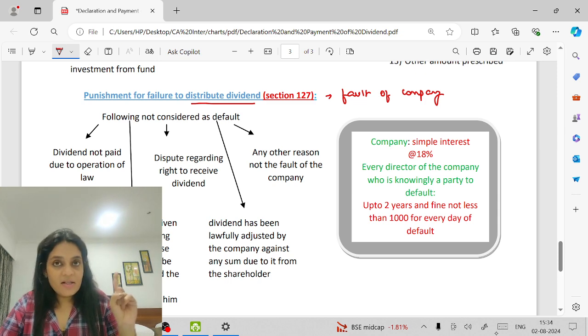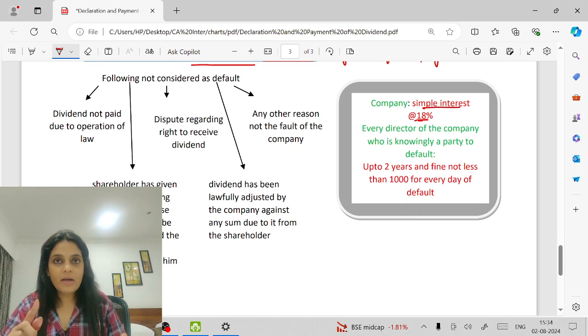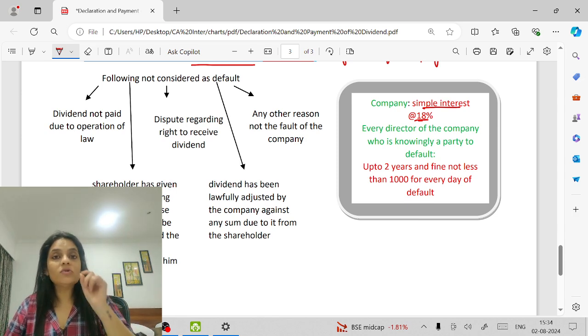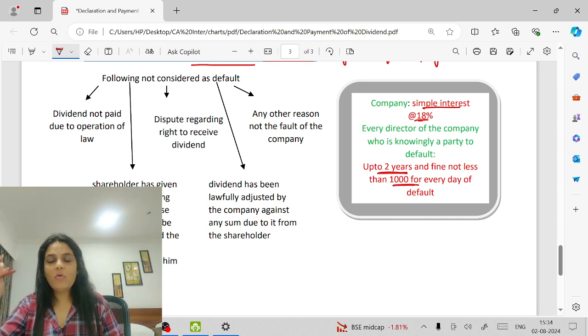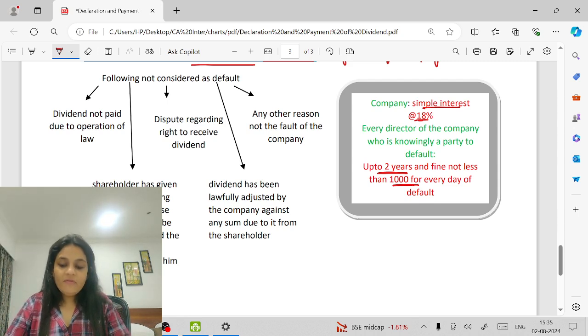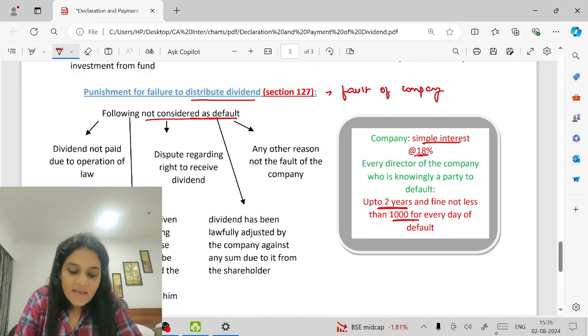If the company fails to pay, the company has to pay simple interest at the rate of 18%, and every director of the company who knowingly has made a default here shall be liable to imprisonment up to 2 years and a fine which will not be less than 1,000 for every day. Can it be more than 1,000 for every day of default? Yes. However, in the following cases, it will not be considered a default.